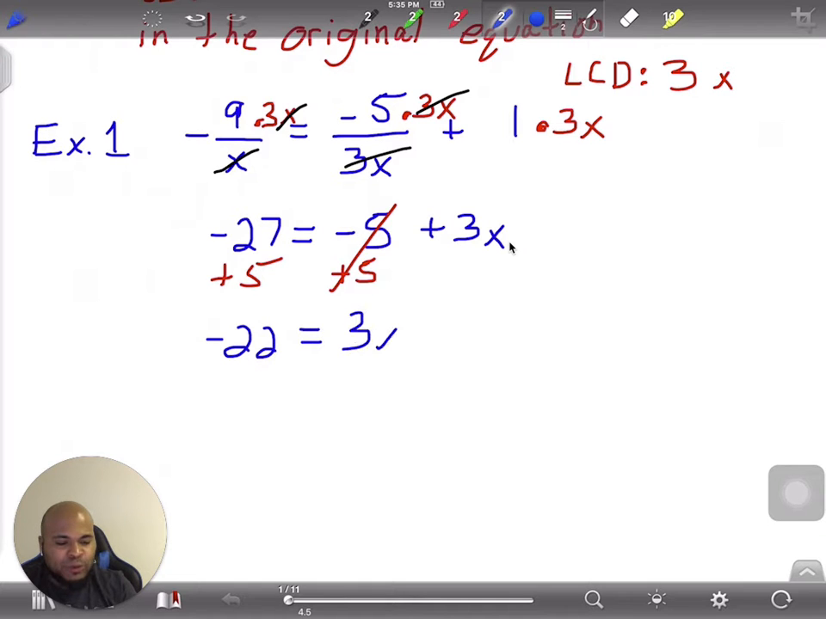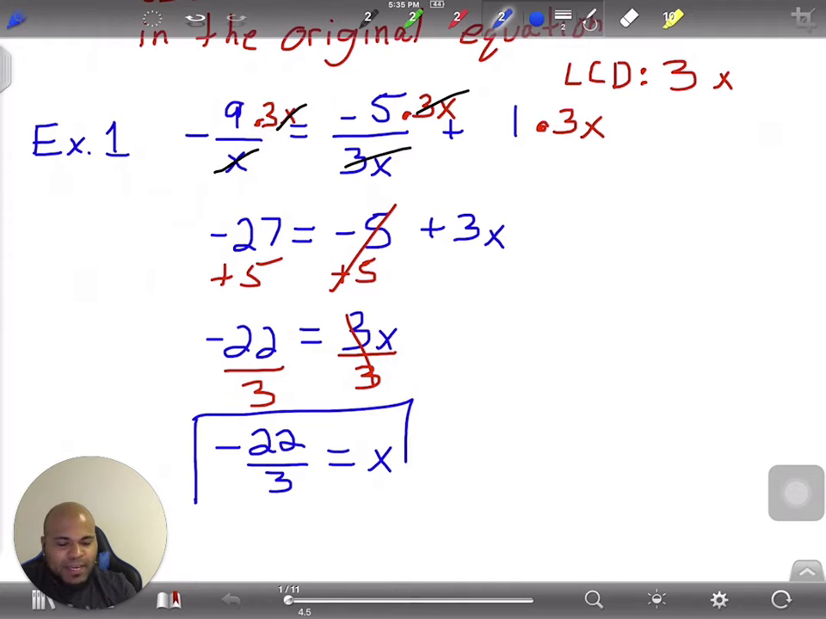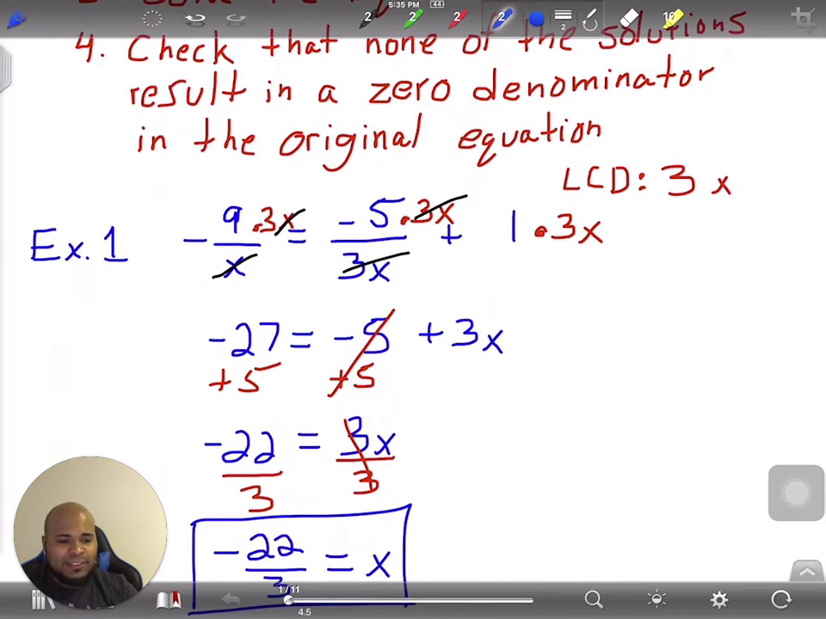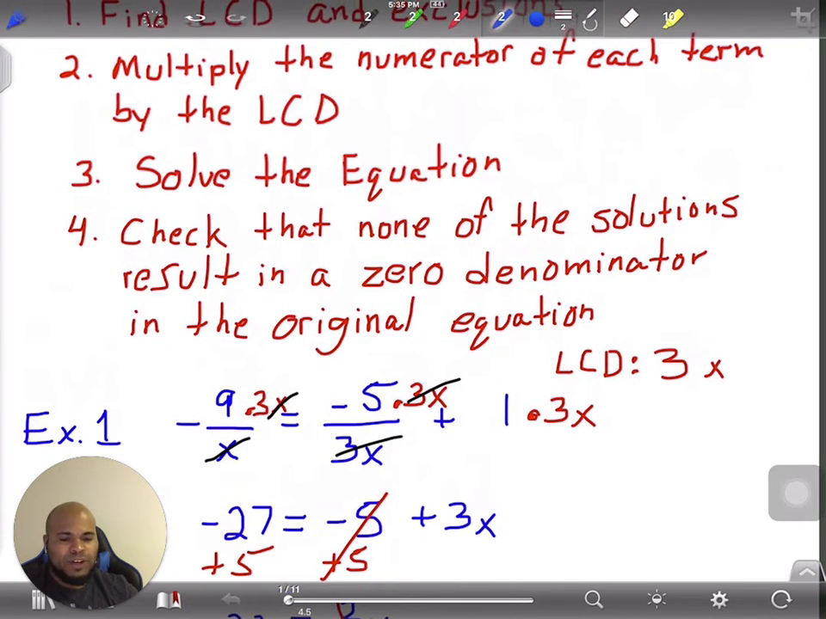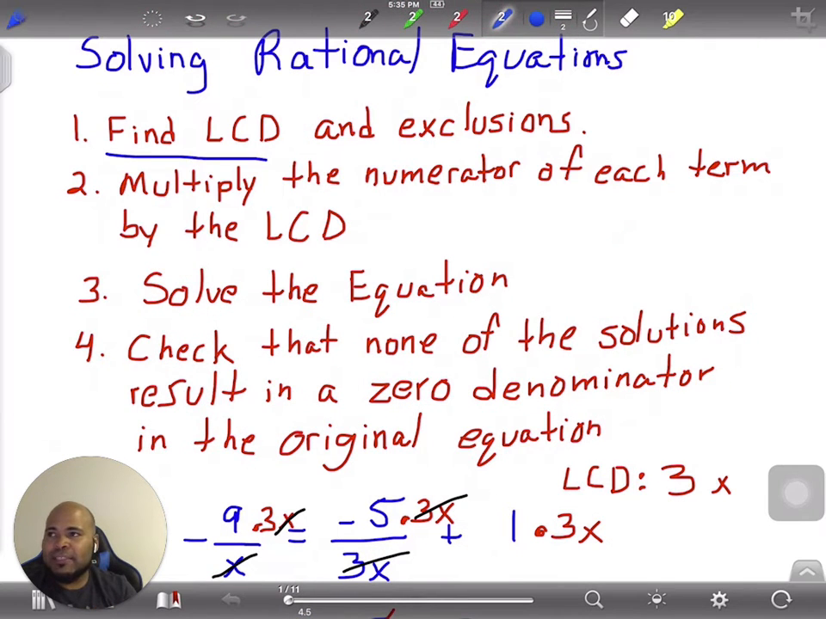And that equals 3x. x is not by itself because it's being multiplied by 3. So I'm going to divide both sides by 3. Okay, and when I do that, I get that x equals -22 over 3, and that's my answer. Now, I skipped a step, I guess, of my own steps, so I'm sorry about that. The first step says find the LCD, the least common denominator, and the exclusions.